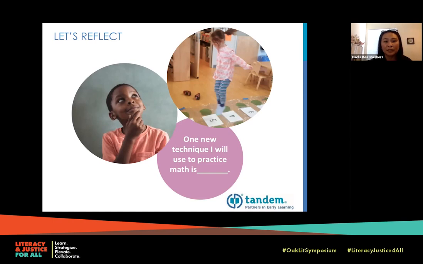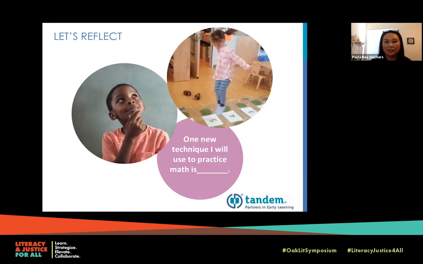Someone shared, I will practice math using the count, cover, count again strategy. Yay. Counting is repetition. That's how they master it. You count, and then you cover, and then you count again, for the subtraction concept. Thank you, Kat.